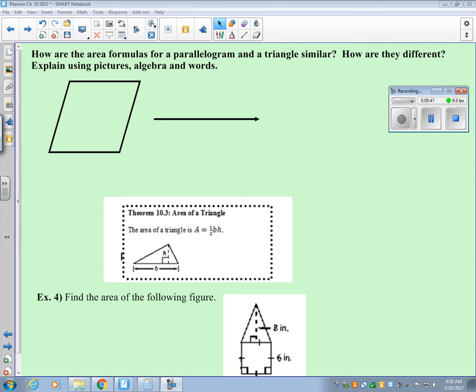All right, so this is going to be super fun. This is the reason the parallelogram formula works. Let's go ahead and have Peter read what we're going to be doing with this little shape right here. How are the area formulas for a parallelogram and a triangle the same? How are they different? Explain using pictures. All right, so we're going to look at the area formula for a parallelogram and a triangle. So we're going to start with this parallelogram here, and we're going to drop a line from diagonal to diagonal.